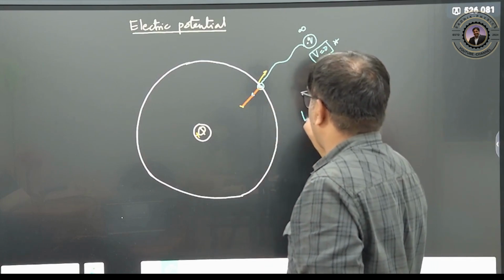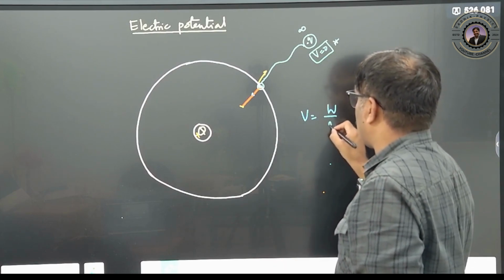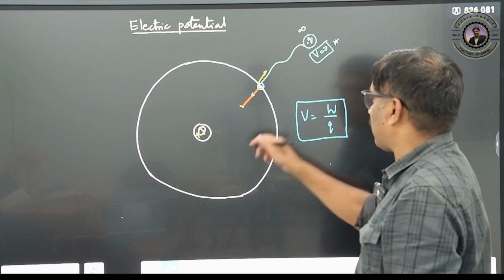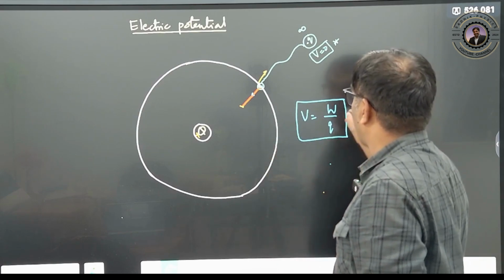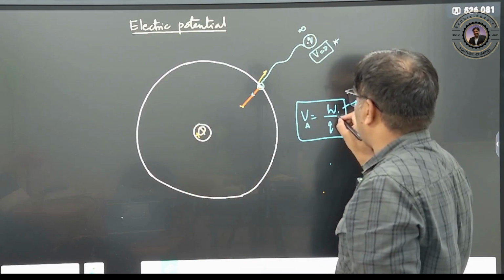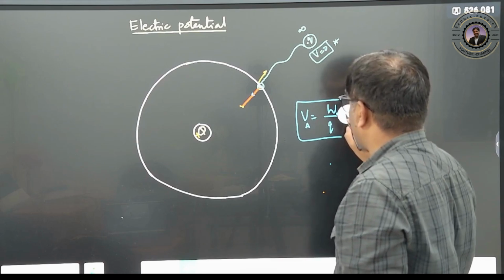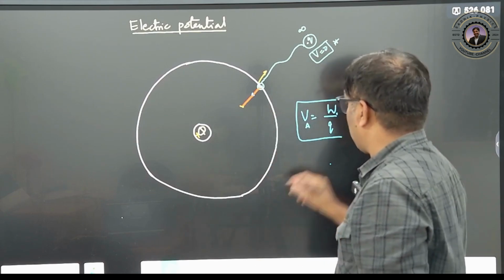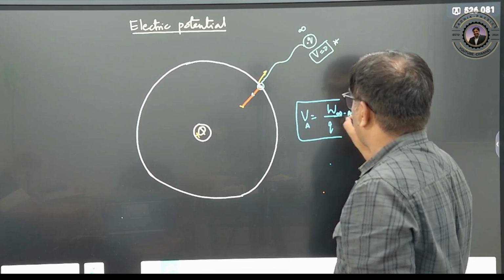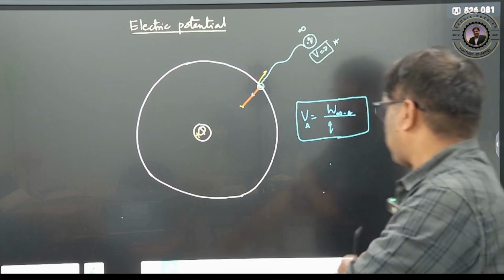What is the potential here? Electric potential can be defined as V equals work done per unit test charge. Yes or no? This is a simple formula for the potential at any particular point. So at point A, the work done to bring the charge from infinity to point A, the amount of work done per unit test charge, we call the potential at that point. Clear?